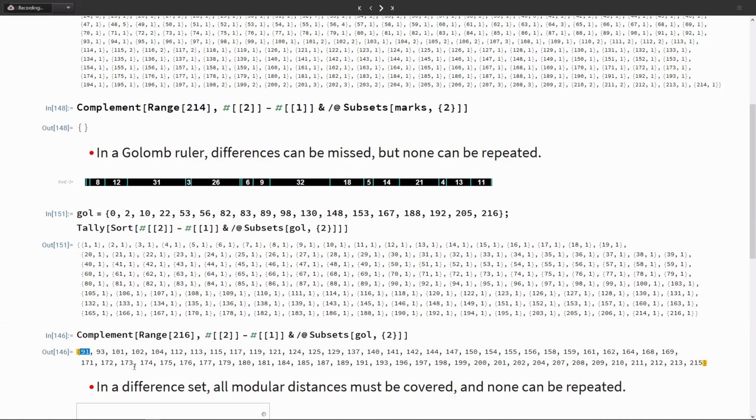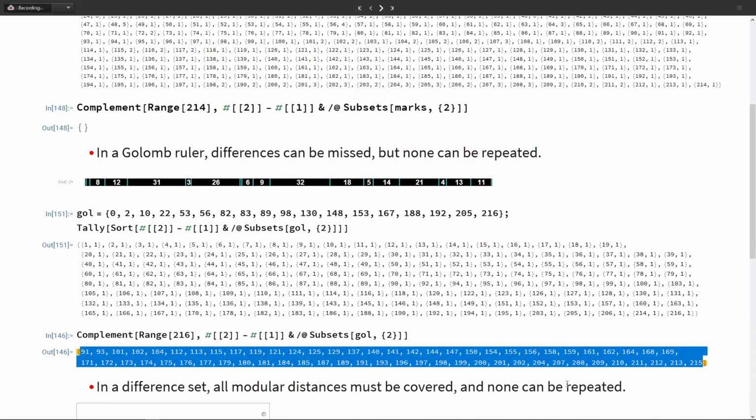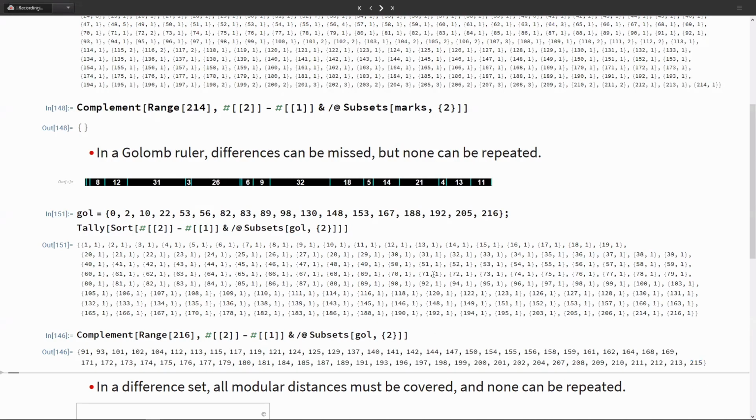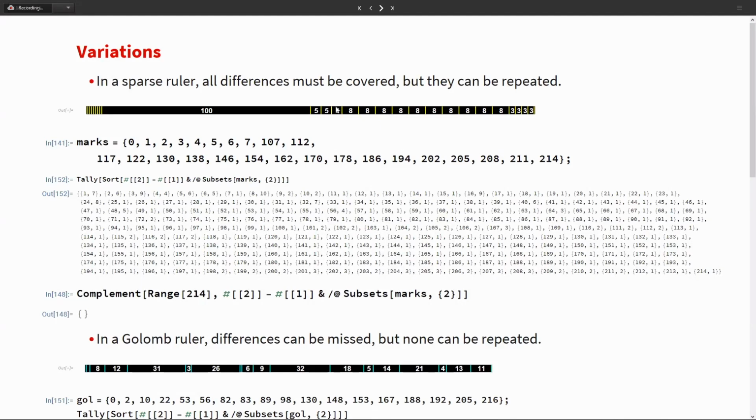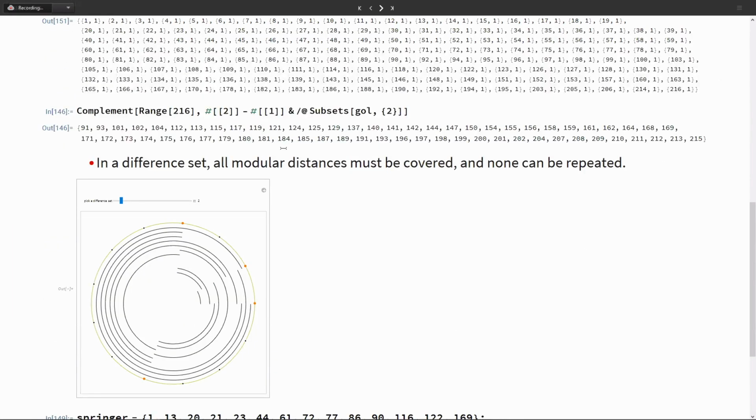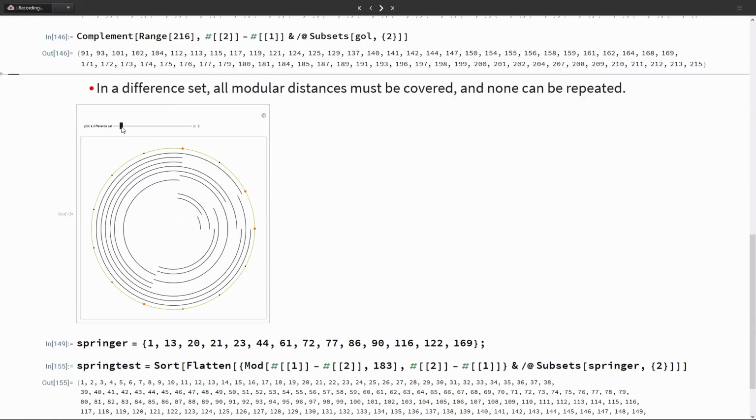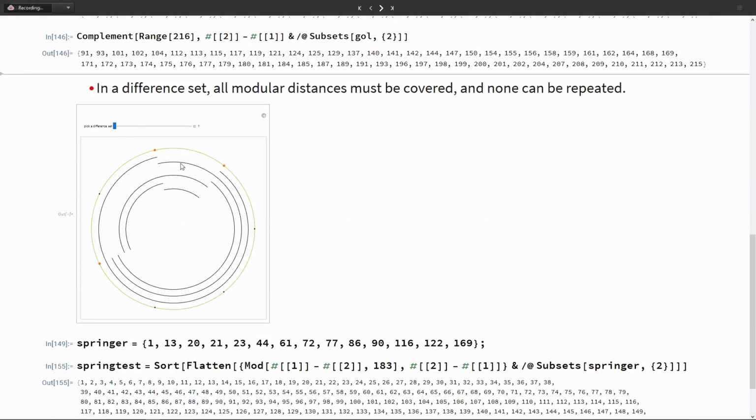It turns out that the length of 91 cannot be measured by this Golomb ruler. Neither can 93 or any of these other measurements. With the Golomb ruler, you miss distances but nothing's repeated. With the sparse ruler, you cover all differences, but some are repeated. If you go modular, you get something called a difference set. For example, here is a difference set. There's only 3 points in it, mod 7. 0, 1, 3 is an example of a mod 7 difference set.